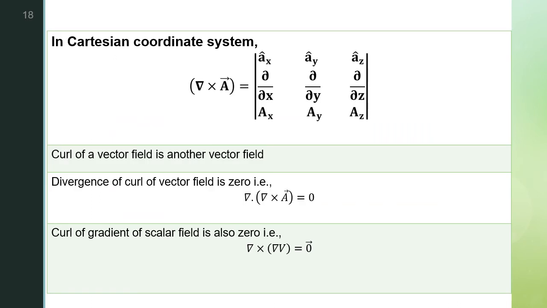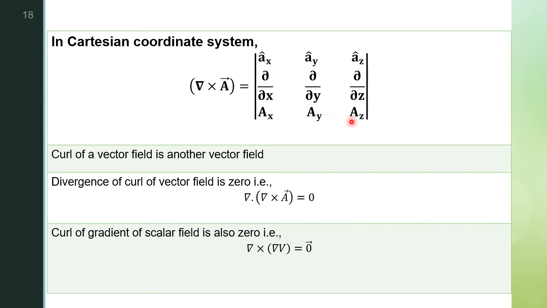In Cartesian coordinate system, we can determine curl using the expression of cross product. That is, it is the determinant of ax cap, ay cap, az cap. In the first row, we will be having the first order derivatives. That is dou by dou x, dou by dou y, dou by dou z. And in the second row, we will be having Ax, Ay, Az.